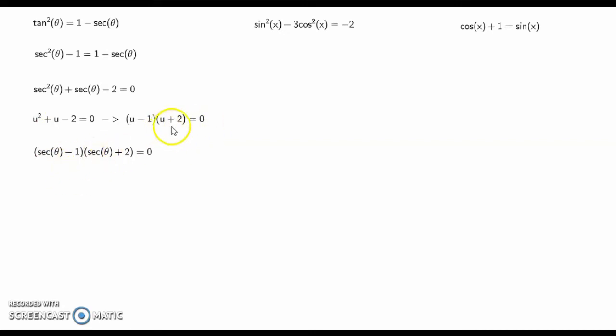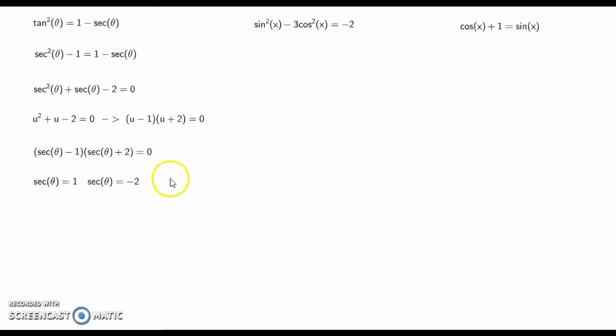So let's just rewrite this, replacing the u again with secant. So we have secant theta minus 1 times secant theta plus 2 equals 0. Now we can use our zero product property because we have a combination of 2 things being multiplied together. And we can write this as 2 separate equations. So secant of theta equals 1 and secant of theta equals negative 2.